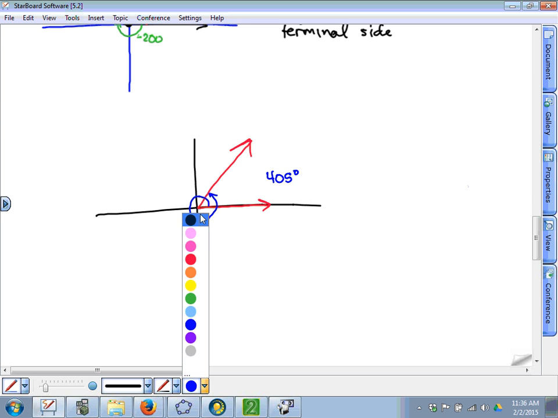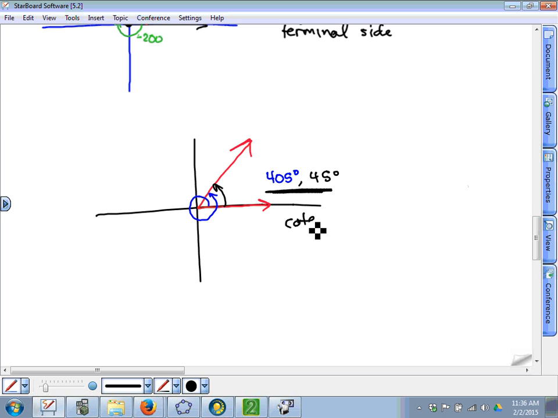But what if I did a different measurement in black? Watch the one in black. What if I just did that angle right there? Then what's that angle? That one's 45 degrees. So don't these two angles have the exact same terminal side in the same spot? What's it called when they have the same terminal side? These would be coterminal then.